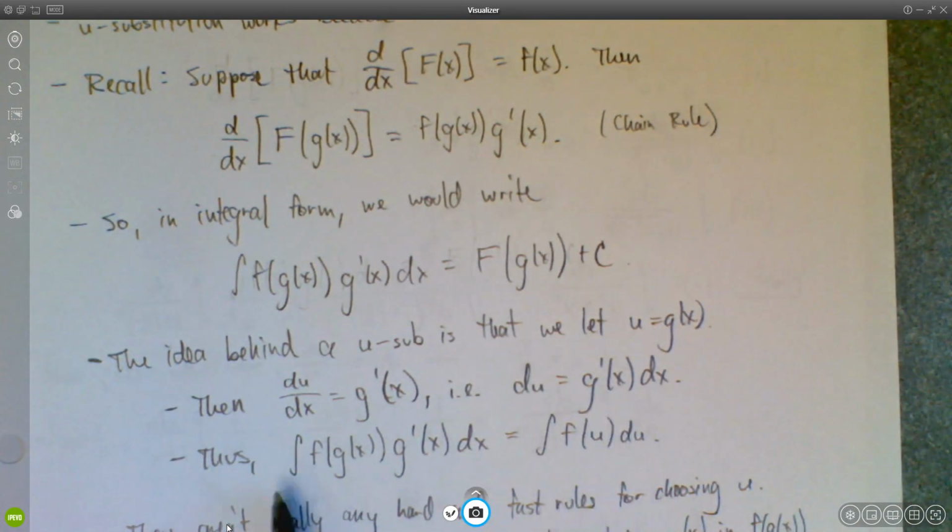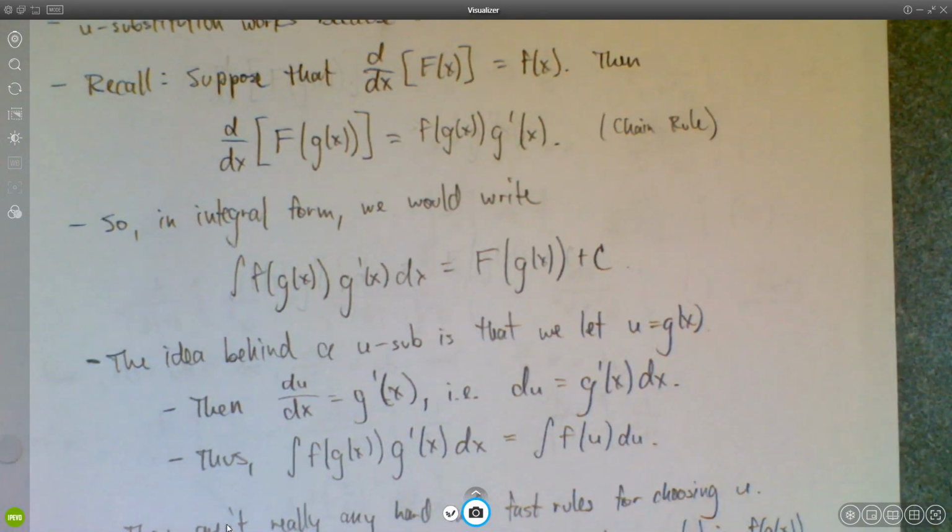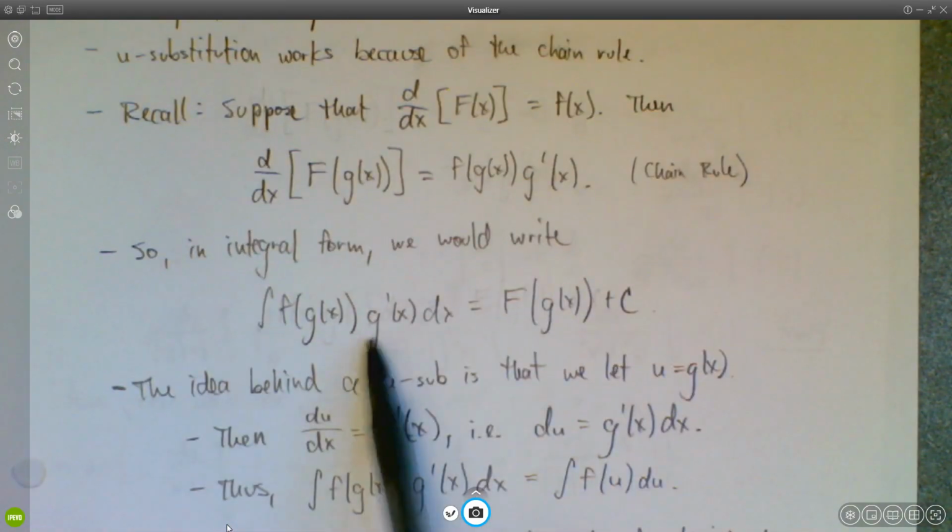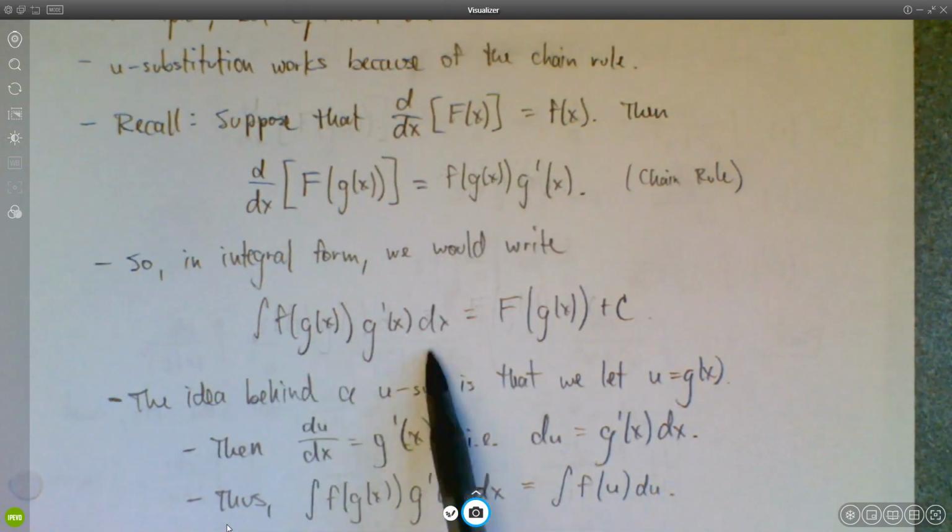And so that allows us to rewrite this whole big nasty thing. We replace g of x with u. We replace g prime of x dx with du. And so this just becomes f of u du, right? So it's much more simple. That's if it happens to have this format, right?